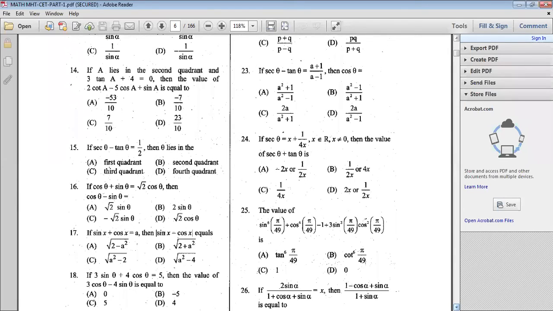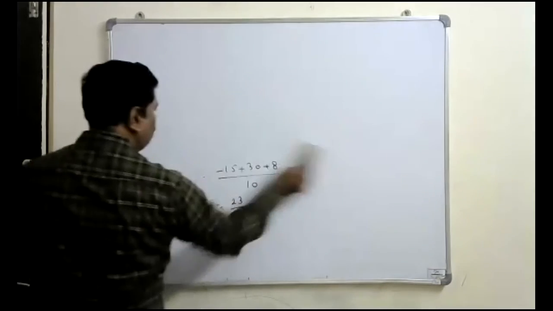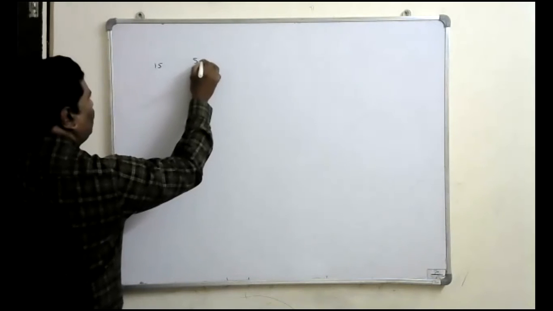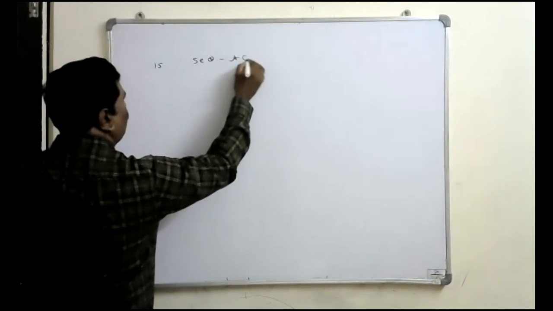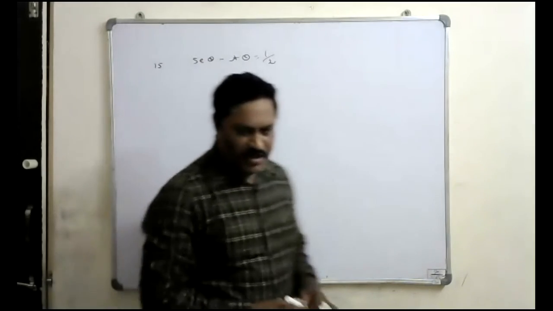Secant theta minus tan theta is given as 1 by 2. Then in which quadrant does theta lie? Let's observe this. It is given that secant theta minus tan theta is equal to 1 by 2. Then in which quadrant does theta lie?